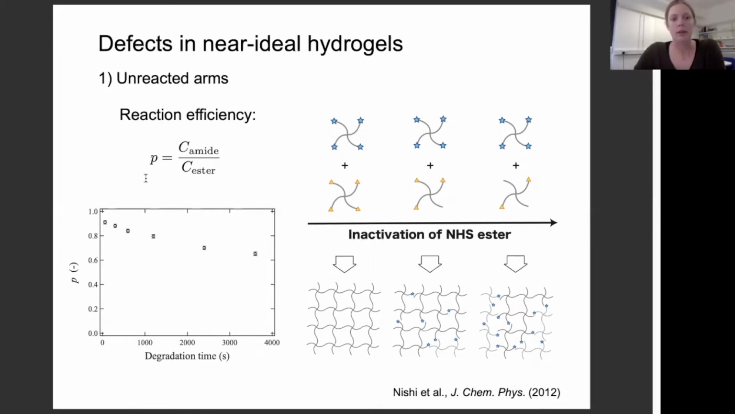Now, the good news here is that even in the experiment, it's actually possible to tune the value of this conversion parameter. Researchers have found a way to, on purpose, deactivate some of the end groups to introduce some dangling ends in a more or less controlled way, or at least you can measure it a posteriori. So you have a range of systems with p-value ranging from above 90% down to maybe 60% or something like that. So you have this range of p-values available to us as a basis to study the effect of conversion degree. So that's one type of defect, let's say.